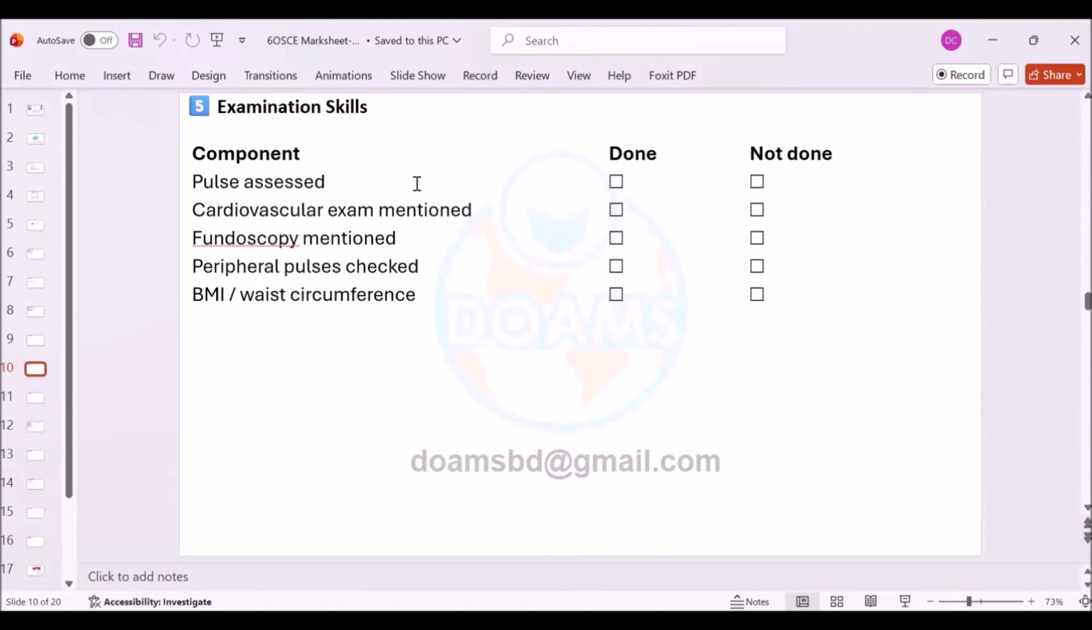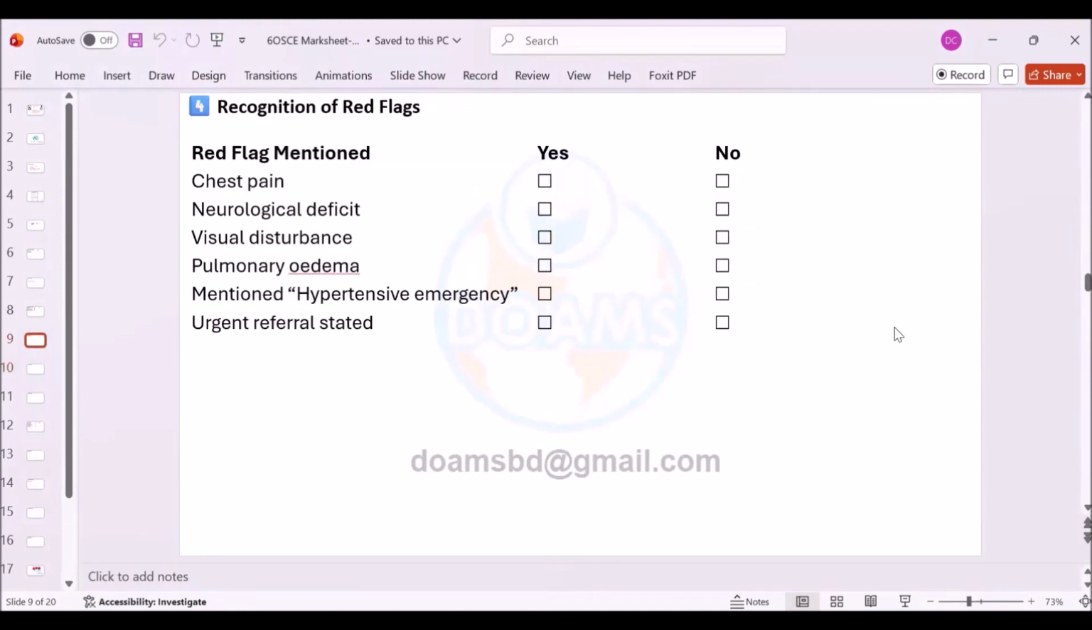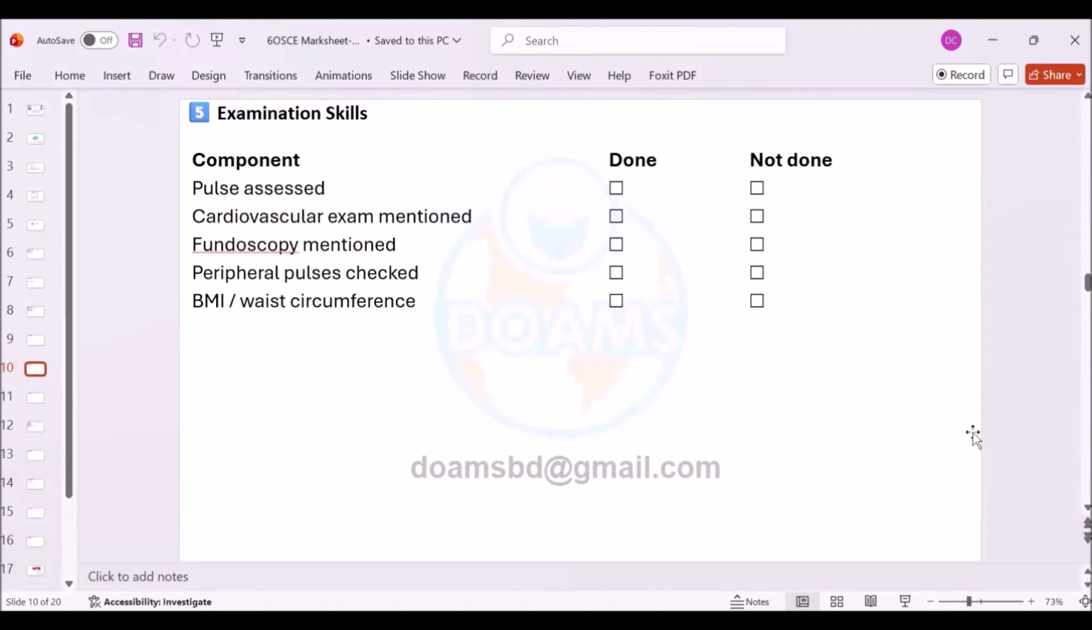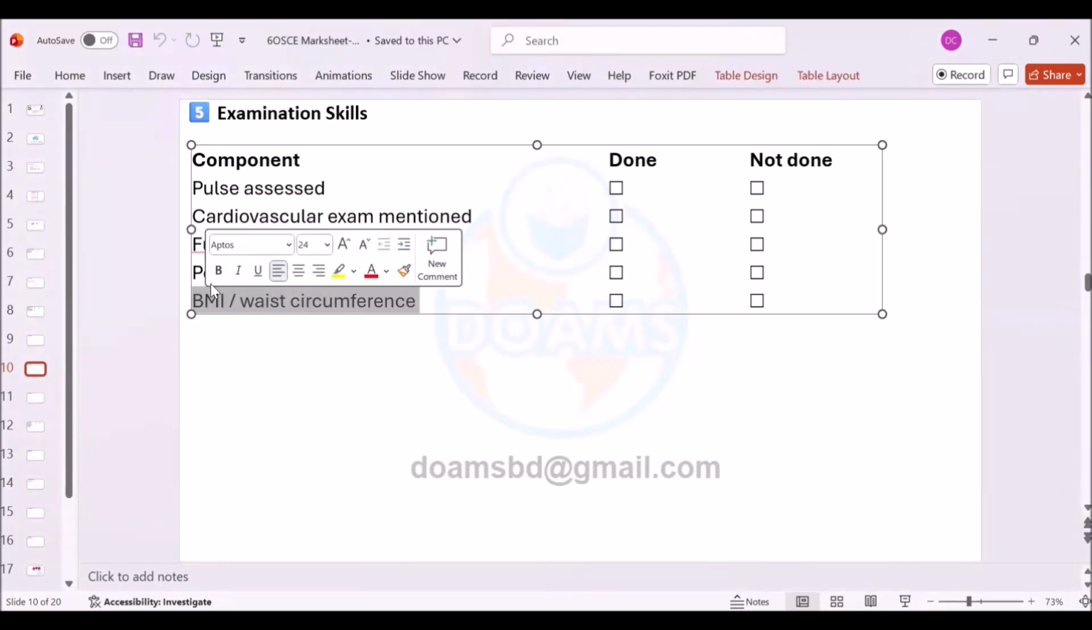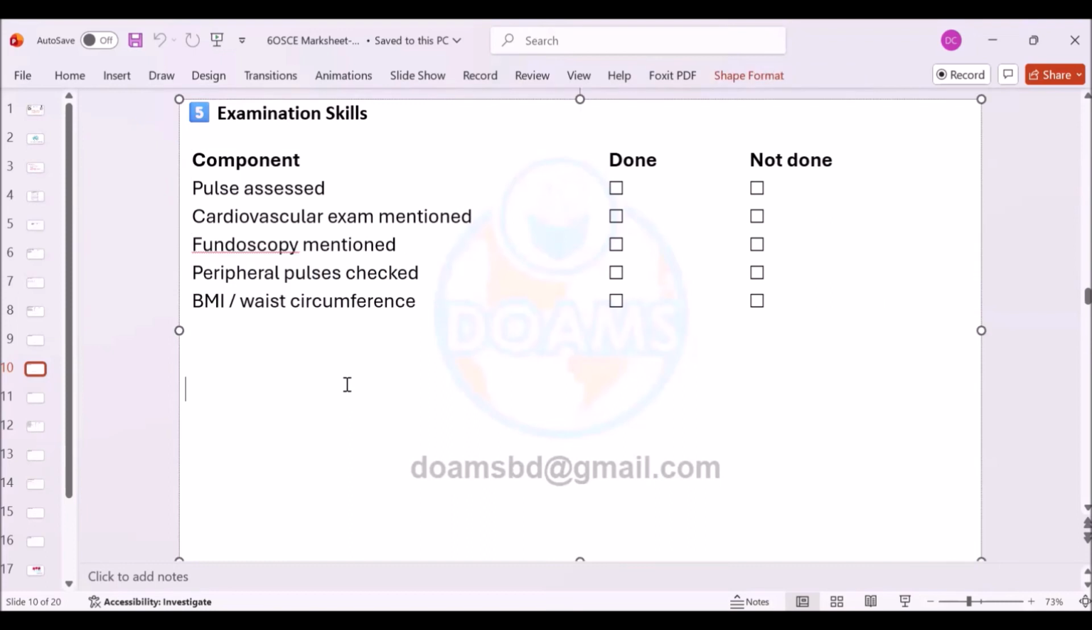Okay, then in the examination skill, Dr. Javed, examination. Pulse assessed, cardiovascular examination mentioned, fundoscopy mentioned, peripheral pulses checked, body mass index and waist circumference checked. It is the area we usually miss. BMI, because we don't do it in our chamber. Dr. Javed, what do you think? Yes, we are not doing it normally. So it is very extraordinary information to share with you. Other things are written as mentioned.